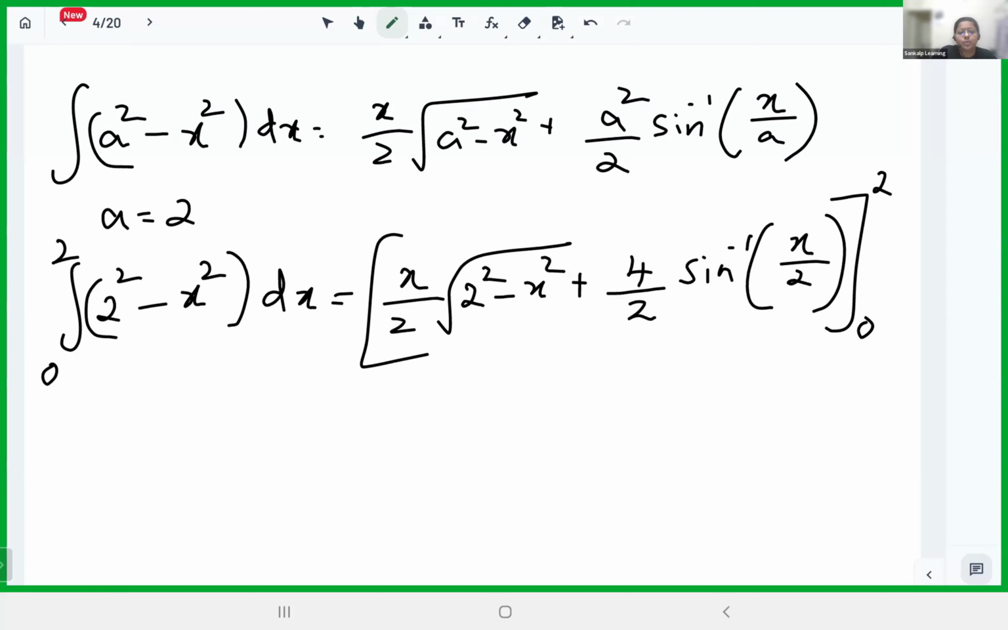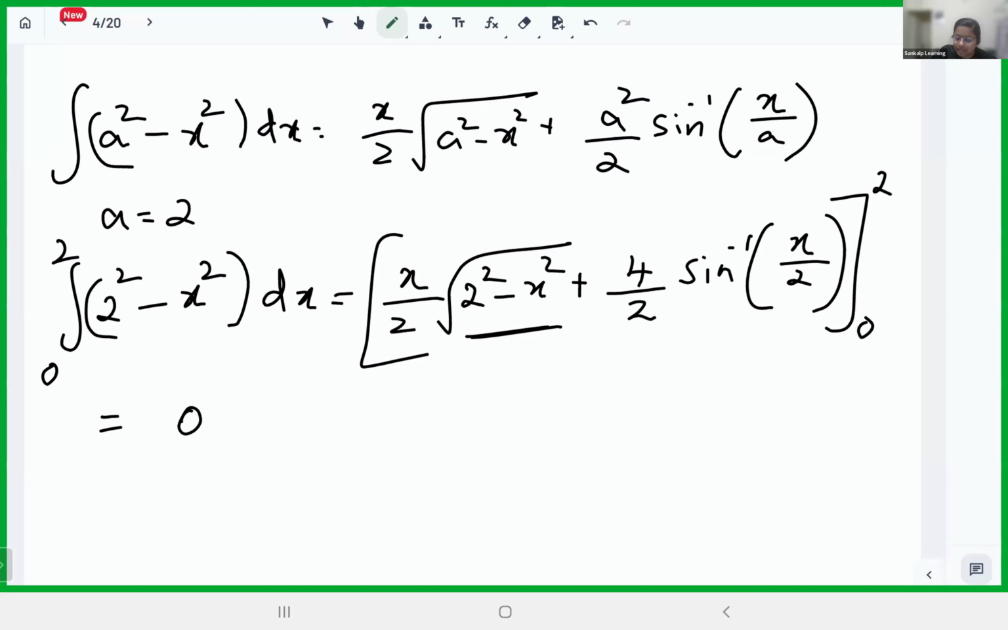Now what you have to do? You have to put the upper limit. Upper limit minus lower limit will give you the value of the integral from 0 to 2 of root of 2 square minus x square dx, isn't it? So if I substitute the upper limit, which is 2, so if x is equal to 2, what will happen here? 2 square minus 2 square is 0, right? So the value of that term will be 0. So the first term is 0.